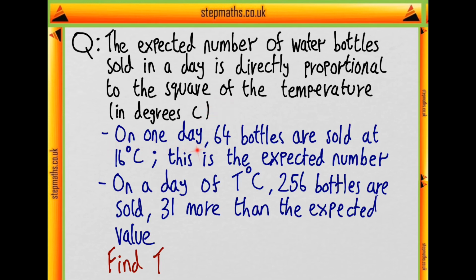We're told on one day, 64 bottles are sold at 16 degrees C, and this is the expected number of bottles for that temperature. And then we're given another day. On a day of T degrees C, 256 bottles are sold, 31 more than the expected value. And from this, we're asked to find T.